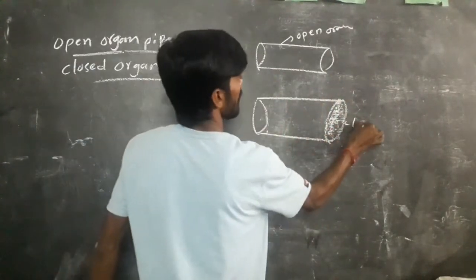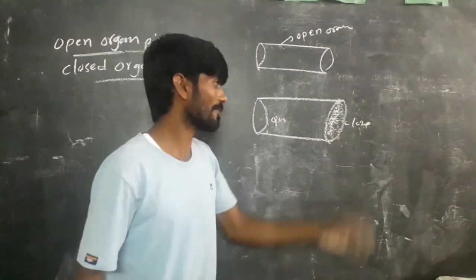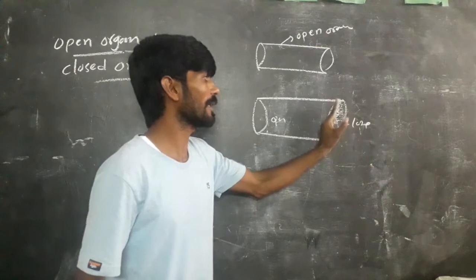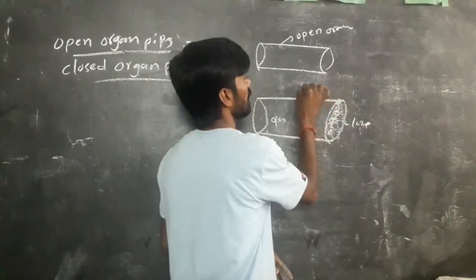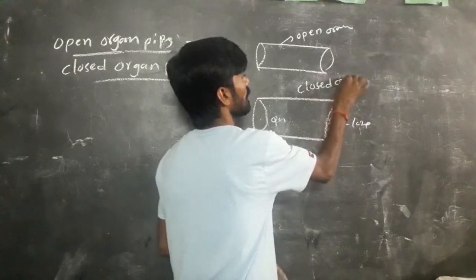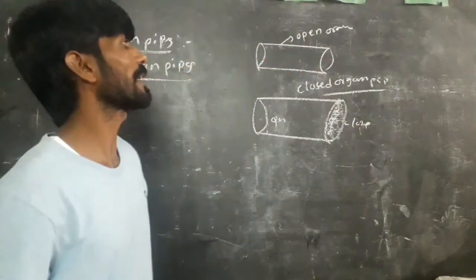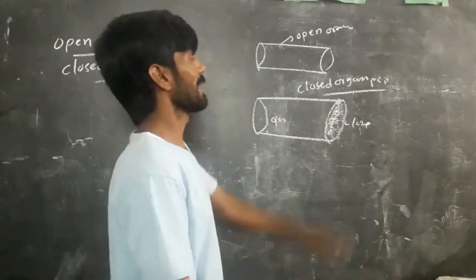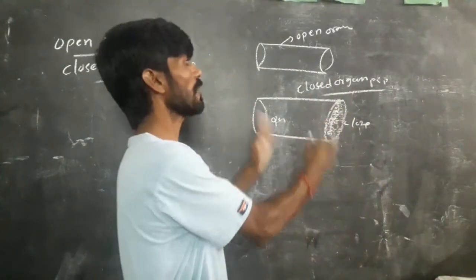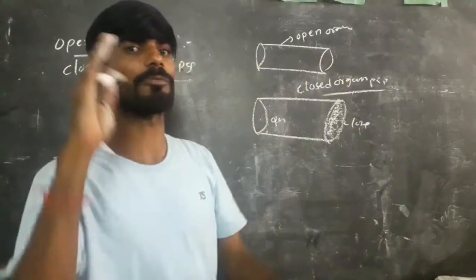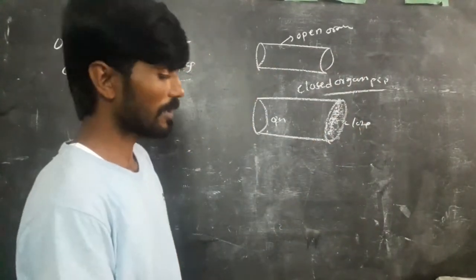This is the closed end and this is the open end. When one end of a pipe is closed and one end is open, that organ pipe we call a closed organ pipe. So this is the open organ pipe, and this is the closed organ pipe. In an open organ pipe, both ends are open, and in a closed organ pipe, one end is open and one end is closed.